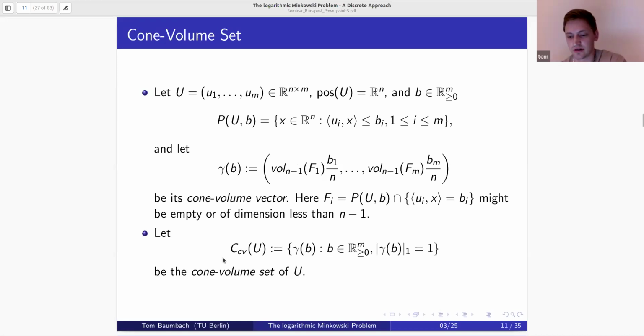Now we consider the cone volume set, which consists of all cone volume vectors with right-hand side b greater or equal than 0, such that all entries sum up to 1. In other words, the polytope P(U, b) with right-hand side b has volume equal to 1. And that makes sense because we only look at a partition of cones of the polytope P. So these cones summed up should be the volume of the polytope P. And we call this set the cone volume set of U.